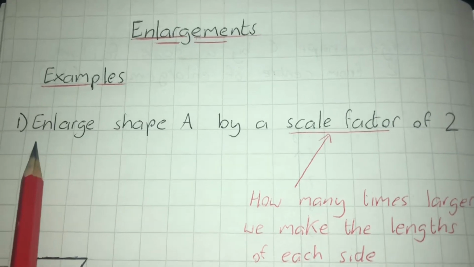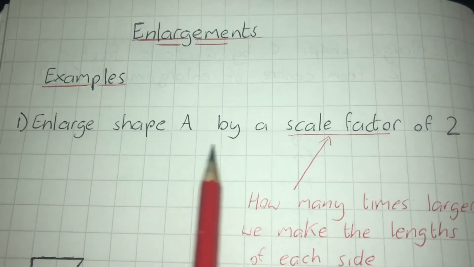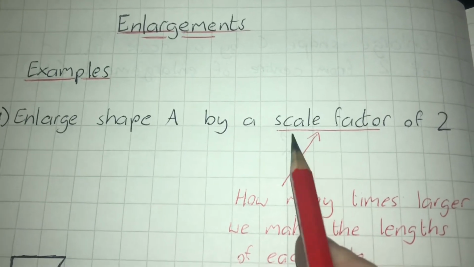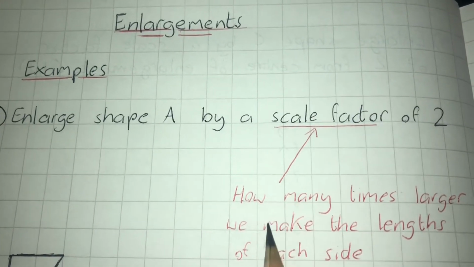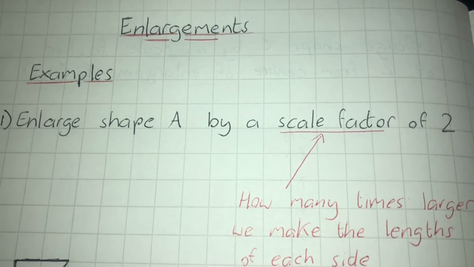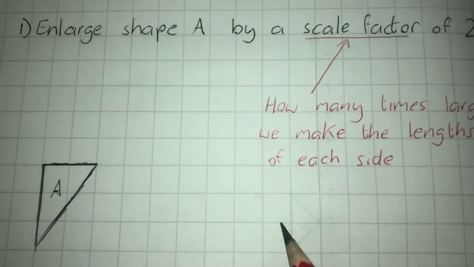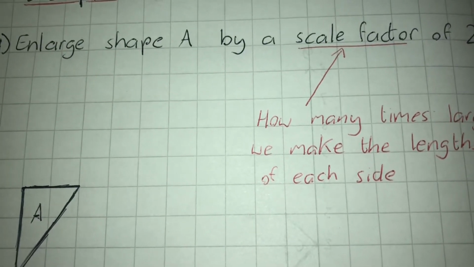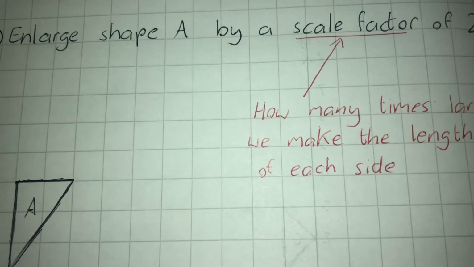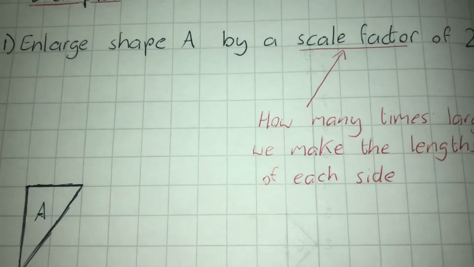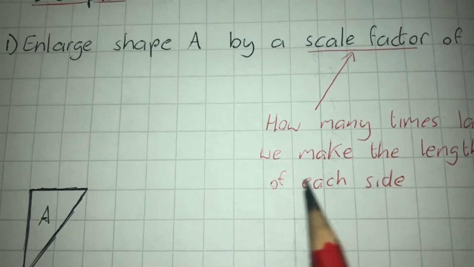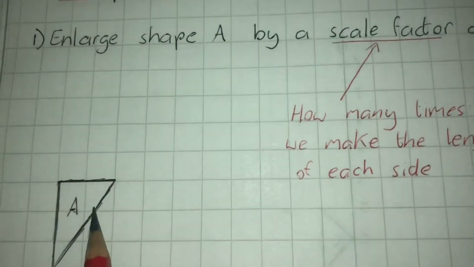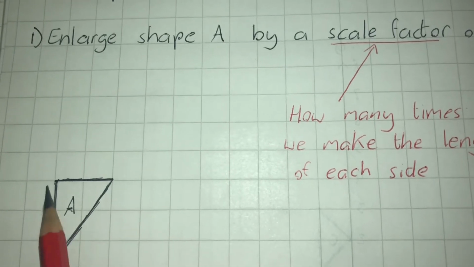asked. The first one is to simply enlarge shape A by a scale factor of 2. So just to explain some things within the question. Scale factor. So the scale factor is how many times larger we make the length of each side, and that's important because I will do a separate video when we look at things like area after we've carried out an enlargement, or volume when we're talking about three-dimensional shapes. But when we're simply enlarging a 2D shape like this, so if we're enlarging by a scale factor of 2 in this case, then what we're doing is we're making the lengths of each side twice as long.